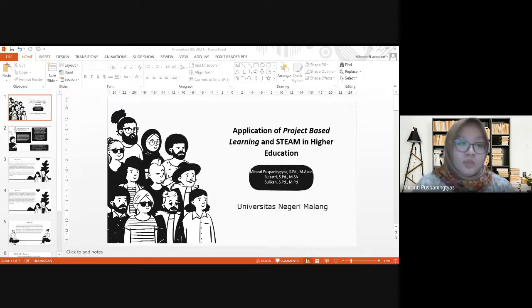The population of this study was all the students of the 2020 accounting education program in FEUM, the familiar name of the Faculty of Economics, Universitas Negeri Malang. So this population was accounting study program students, class of 2020.